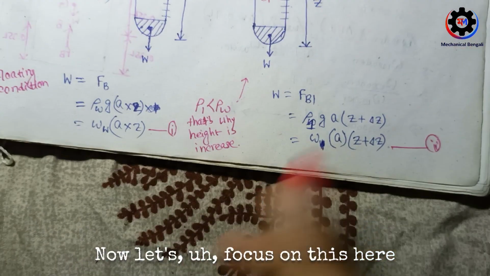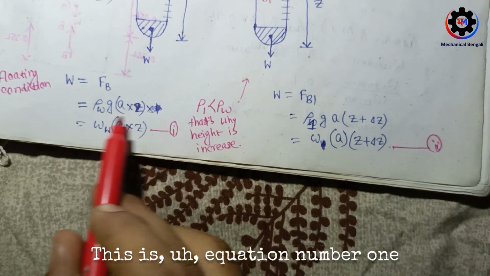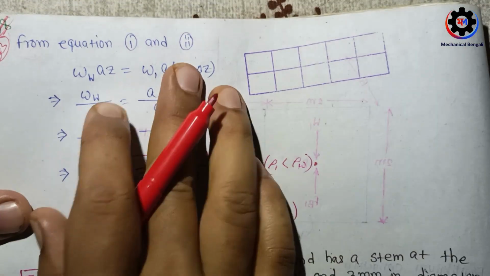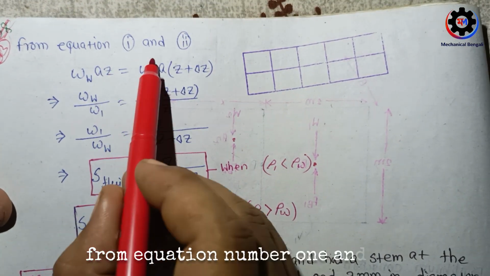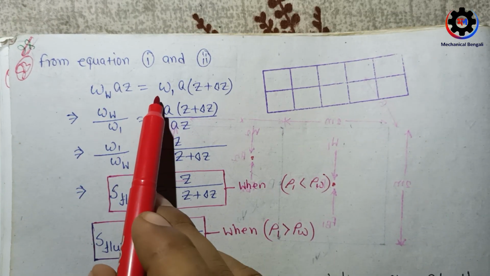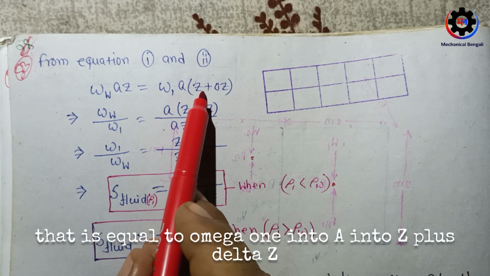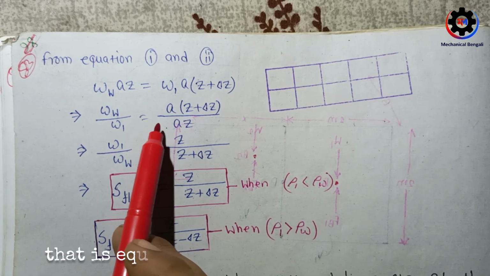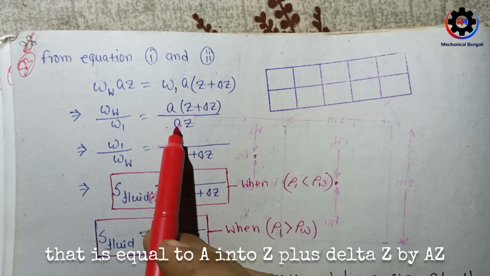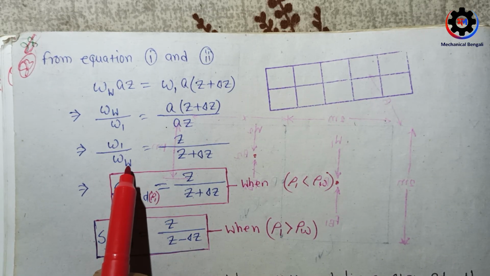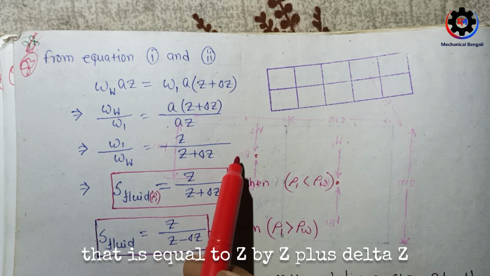Now let's focus on this. This is equation number 1 and this is equation number 2. From equation 1 and 2, omega of water into A into Z is equal to omega 1 into A into Z plus delta Z. So from here, omega of water minus omega 1 is equal to A into Z plus delta Z by AZ. So omega 1 by omega W is equal to Z by Z plus delta Z.